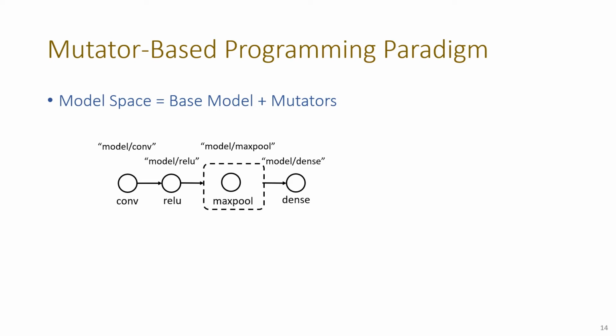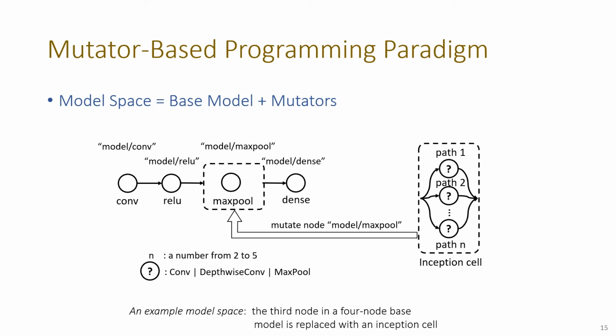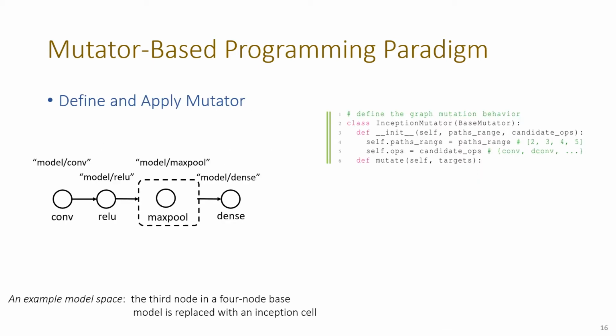A model space is composed of a base model and a sequence of mutators. Here is the 4-node sequential model. Let's say we want to replace the third node, max pool, with an inception cell. This inception cell could have 2 to 5 paths, and an operator on each path can be chosen from convolution, depthwise convolution, and the max pool.